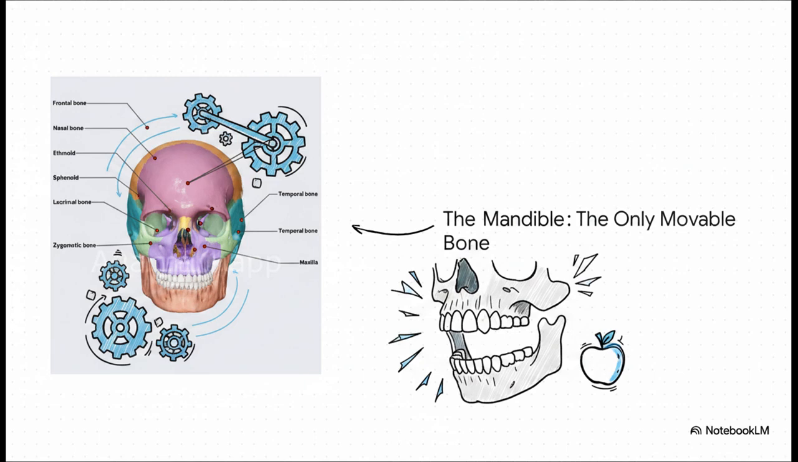This is the mandible. You see, most bones of the skull are completely immobile, locked tightly together like a giant puzzle. The mandible is literally the singular movable piece of this whole setup. It connects to the rest of the skull right at the temporomandibular joints, acting as this mechanical lever that lets us speak and chew.